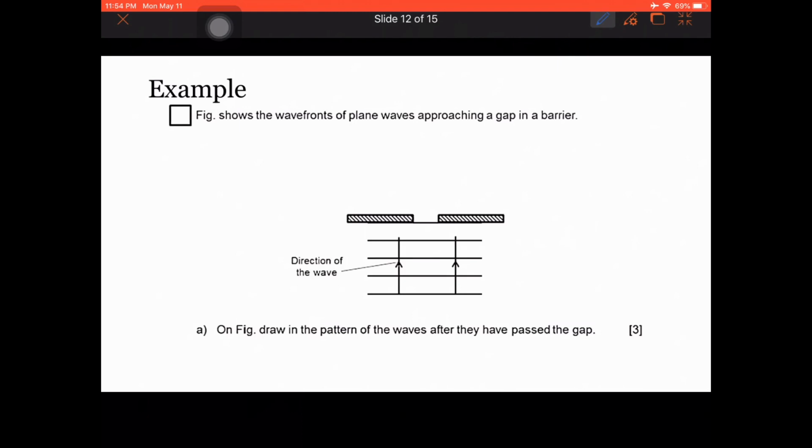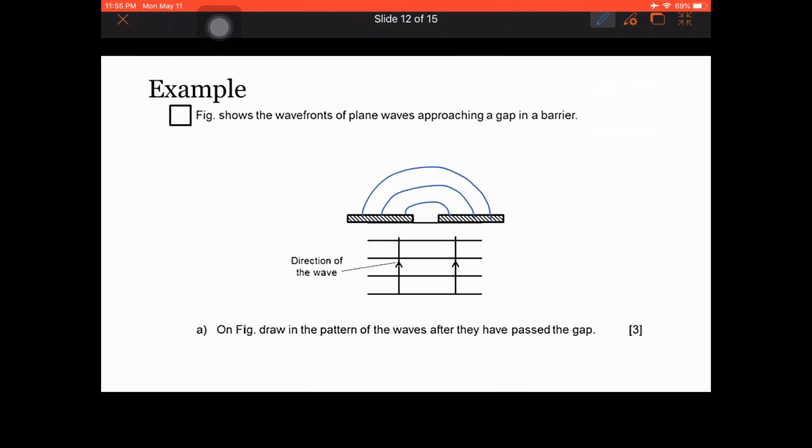The figure shows the wavefronts of a plane wave approaching a gap in a barrier. The direction of the wave is given. On the figure, draw in the pattern of the waves after they have passed the gap. And this is 3 marks. So let's try and draw. So the answer simply will be this one. But why is it 3 marks?